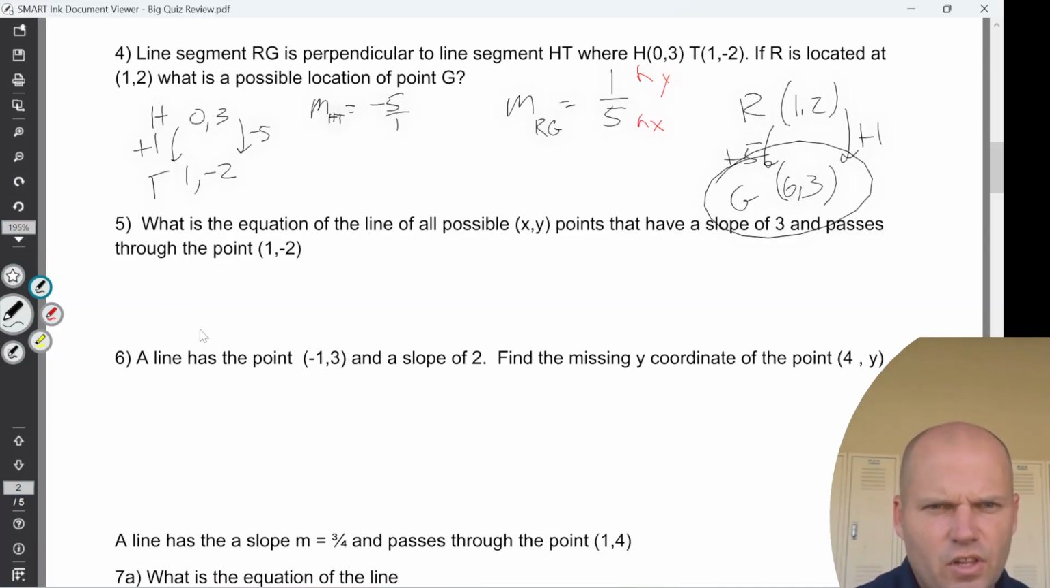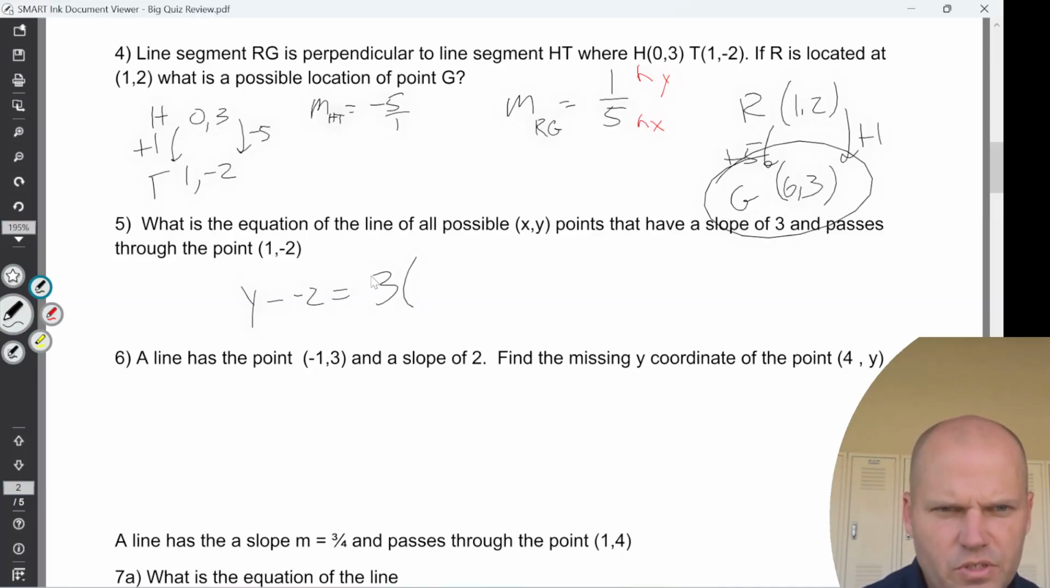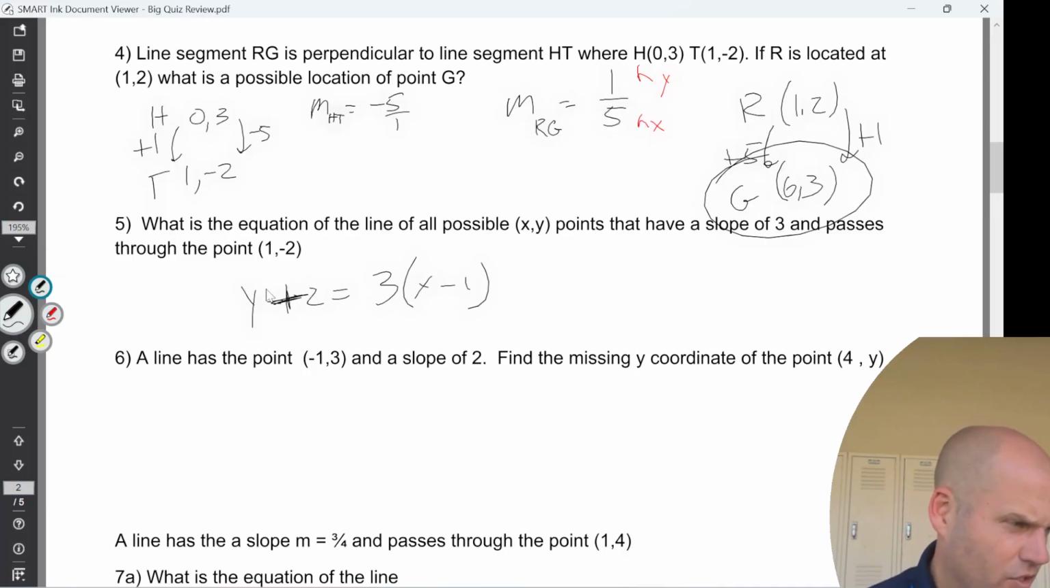The equation of the line of all possible x, y points that have a slope of 3 and pass through the point 1, -2: y minus y1 equals our slope times x minus x1. This will be all of our possible x, y points that, when connected to 1, -2, have a slope of 3. So we're good there.